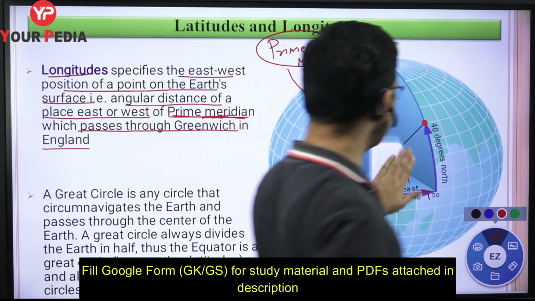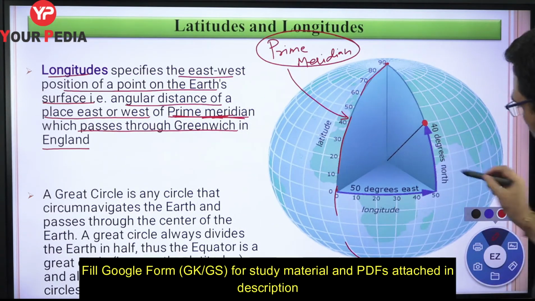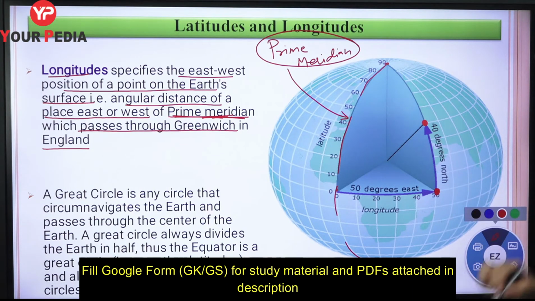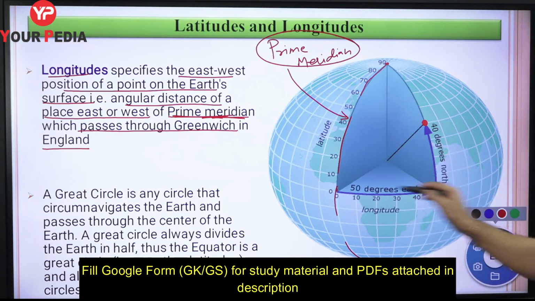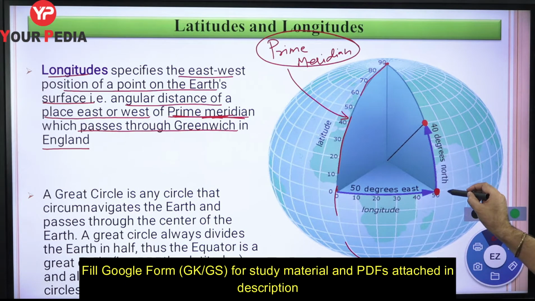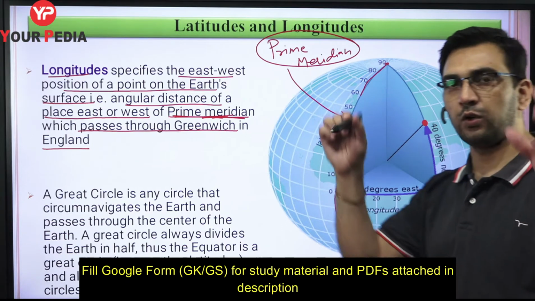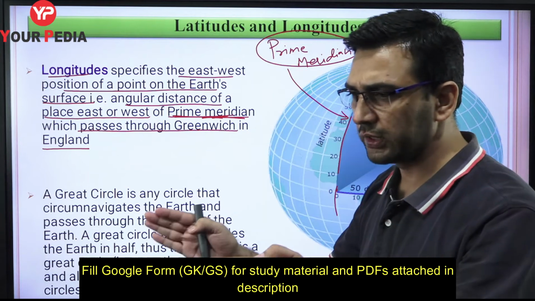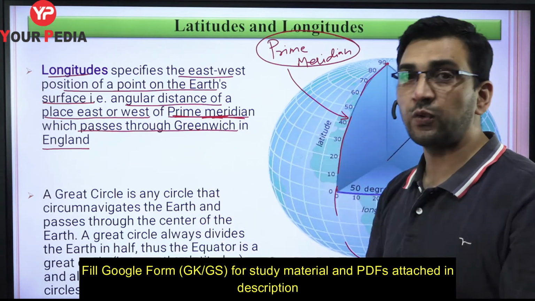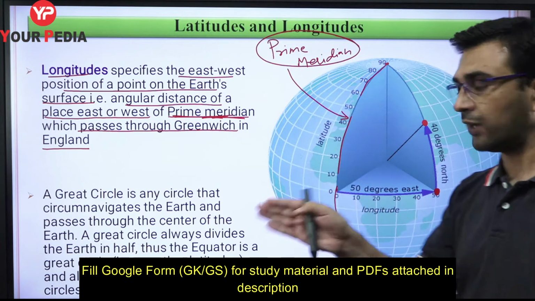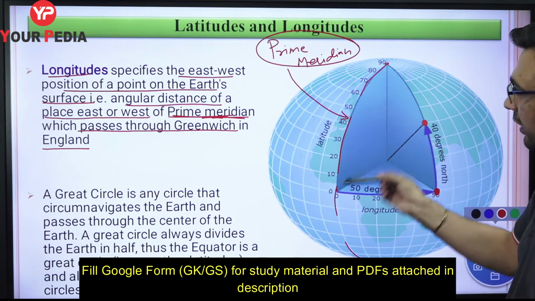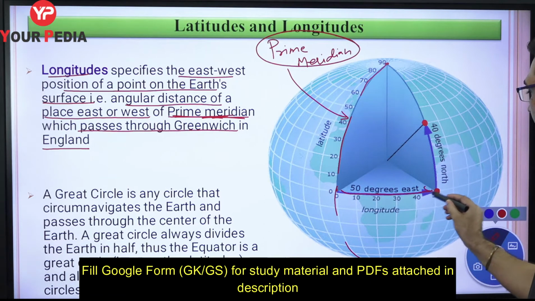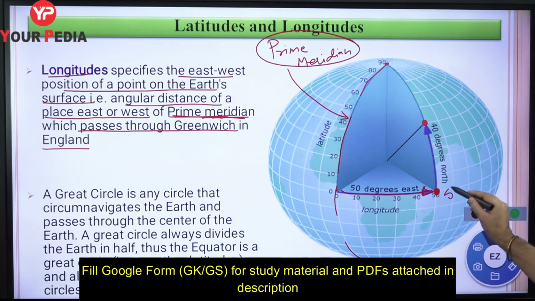Now let's take an example. You have a point over here. Let us say I take this point on the equator itself. The equator is at 0 degree latitude, but on the equator, if I ask where you are located, that location will be provided by the longitude. You will say I am located at, let us say, 50 degree east. So this becomes 50 degree east.